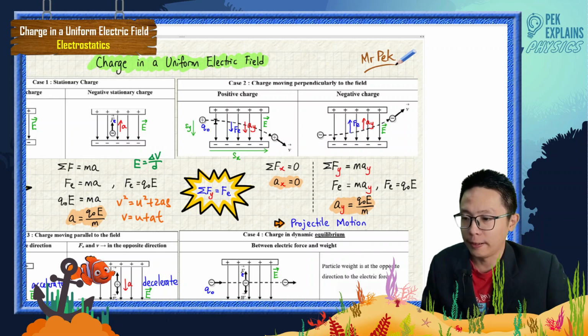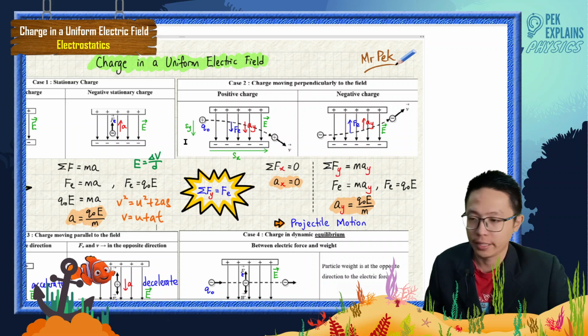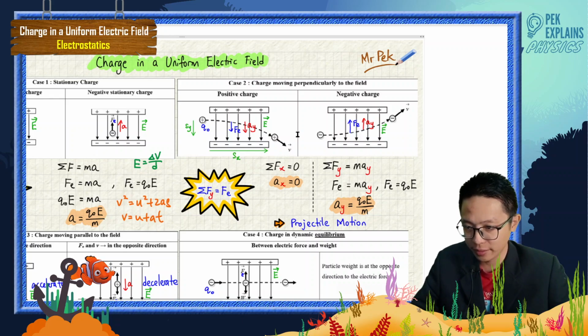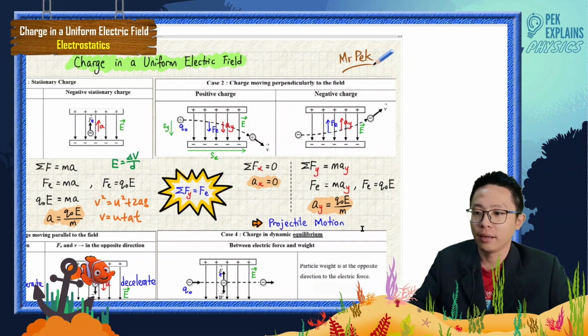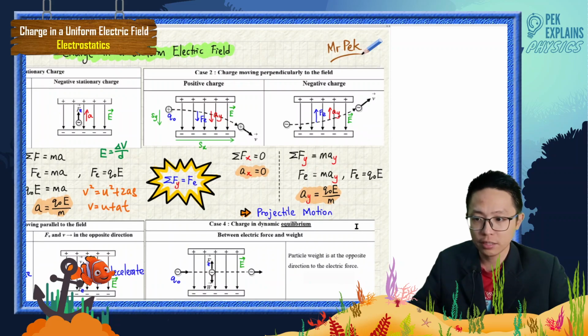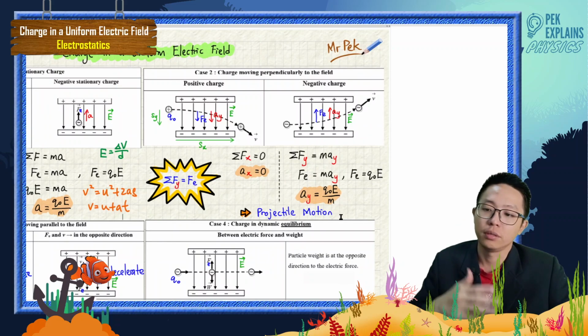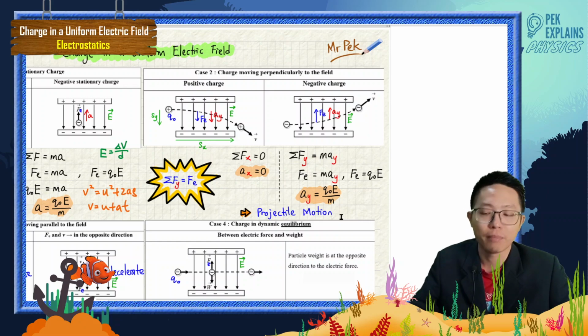Okay, now let's look at the force experienced by the test charge. This force only exists in the y component. If you look at here, this is actually projectile motion. We already learned it in the first semester. It's the same thing. So you apply back the way you solve projectile motion. You apply your knowledge back into this part, using the same method.